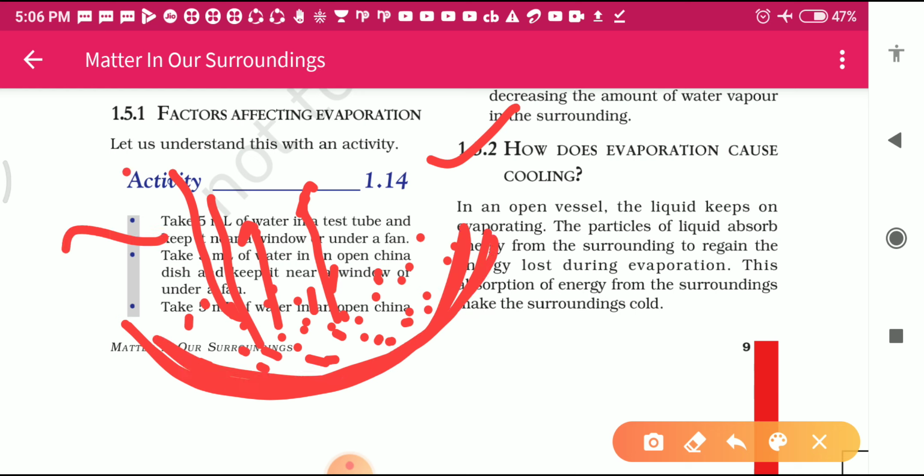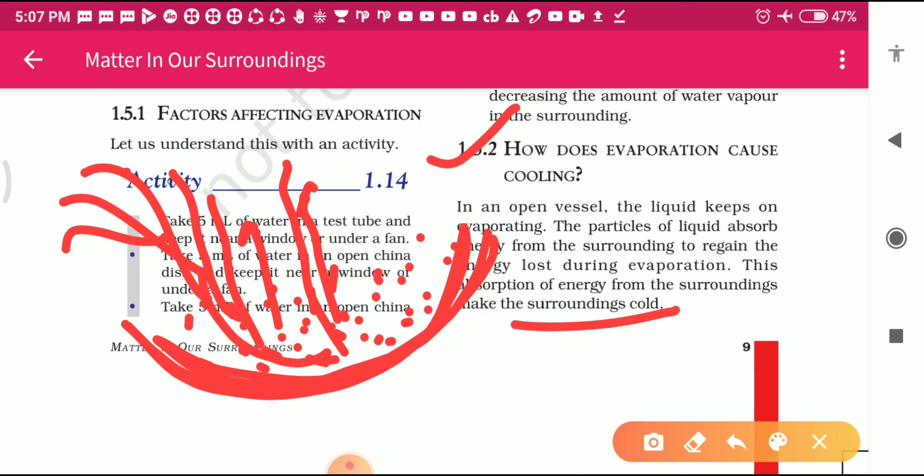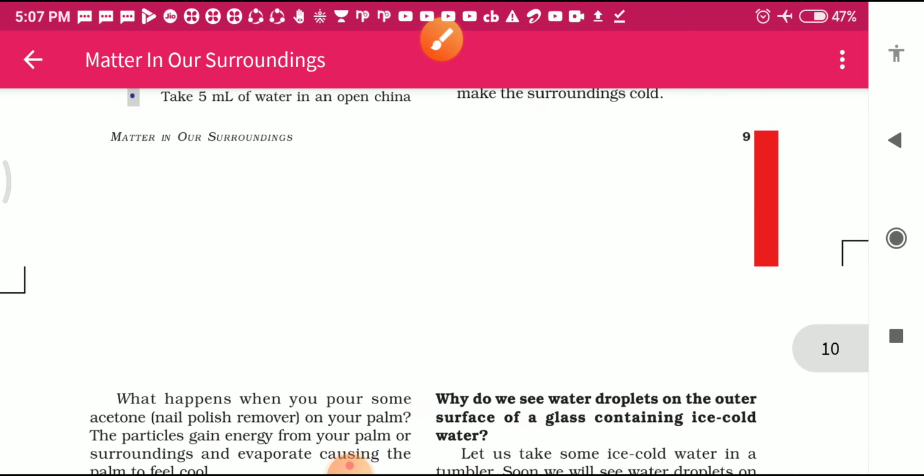With the help of this heat taken from the surroundings, this water is heated up and converted into water vapors. Then we can say that evaporation takes place here. Now if more evaporation takes place, or if we absorb more energy from the surroundings, then it makes the surroundings cold. Okay students, I hope you understand this paragraph. Now move to another paragraph here.